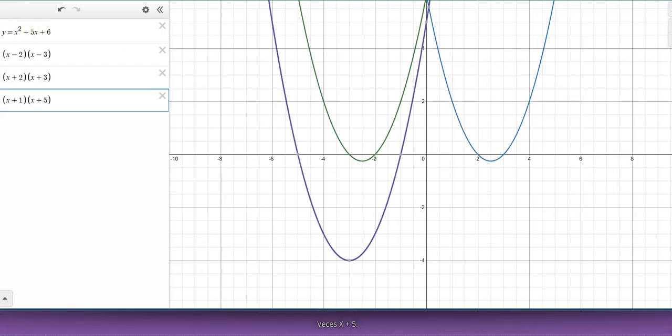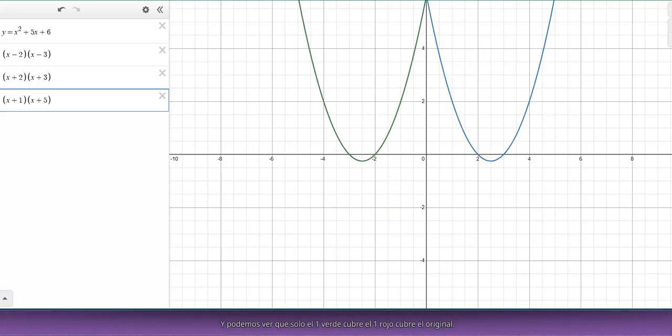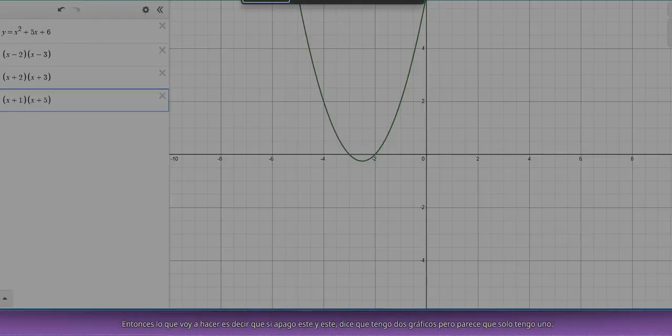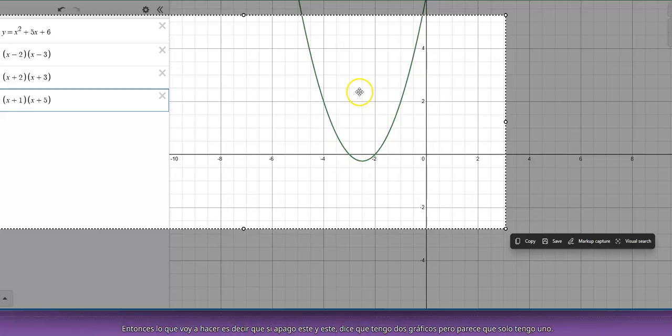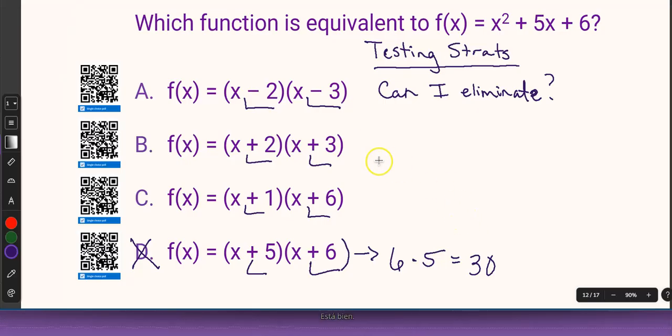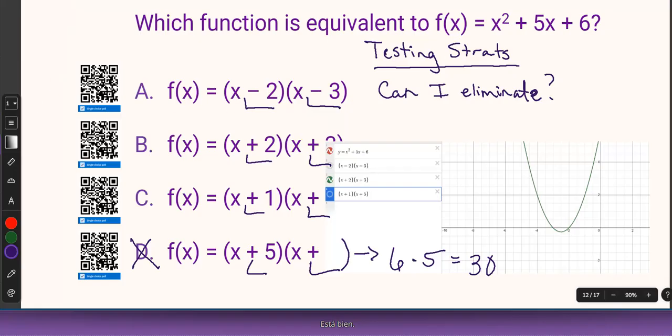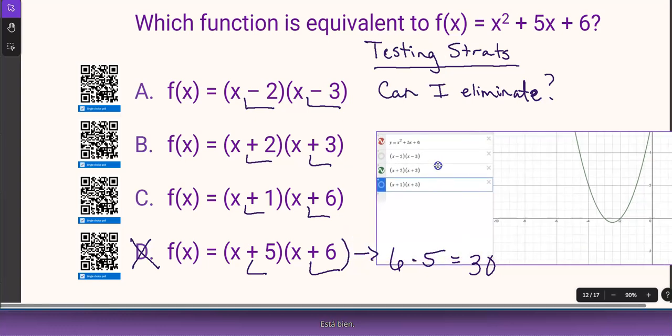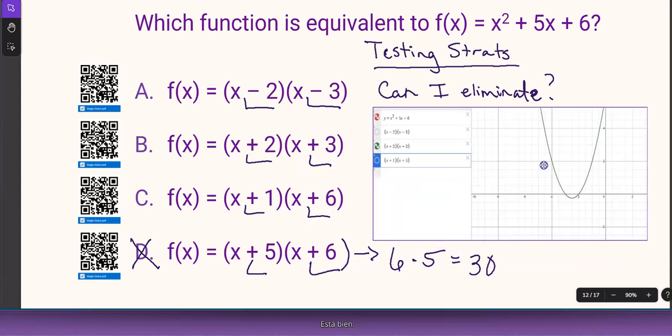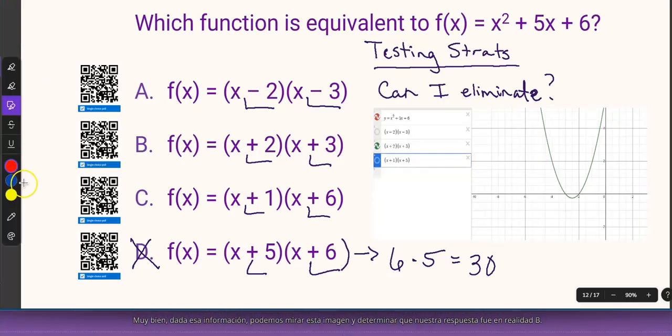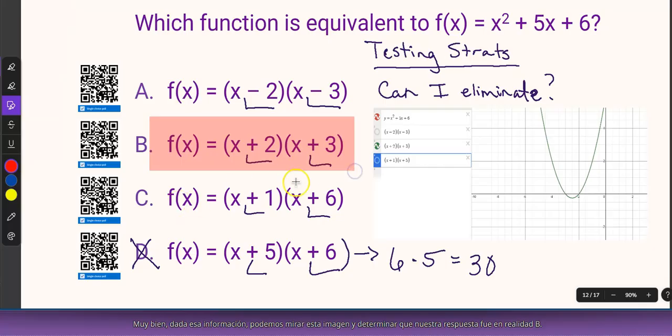And we can see that only the green one covers up the red one, covers up the original. So what I'm going to do is say, if I turn off this one and this one, it says I have 2 graphs, but it looks like I only have 1. So that's going to be our answer, is the one that matches. All right, so given that information, we can look at this picture and determine that our answer was in fact B. The plus 2 and the plus 3.